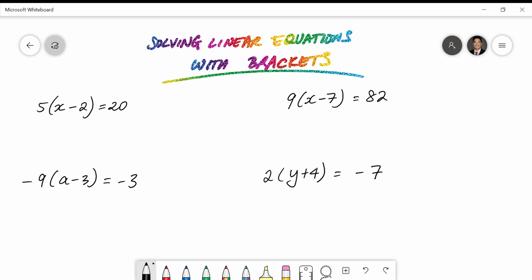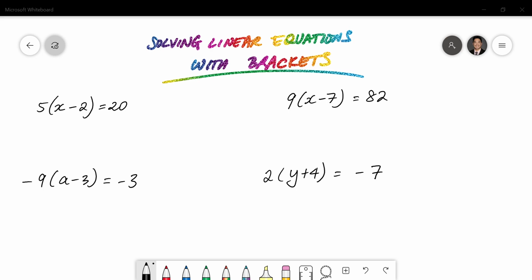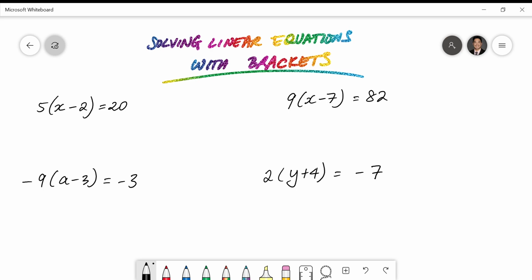All right, so let's have a look here. We've got 5 outside of x minus 2 equals 20. If it allows, I want you to analyze the situation. If you get stuck, let me know, ask me questions. I'm more than happy to help. The 5 is multiplied to this set of brackets, okay?